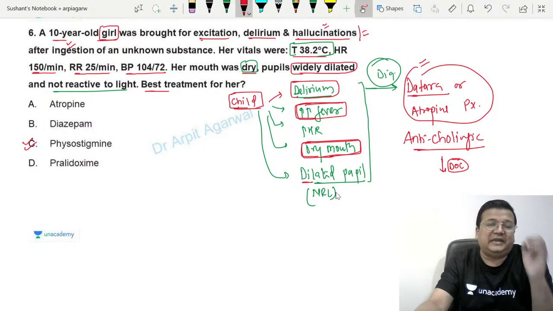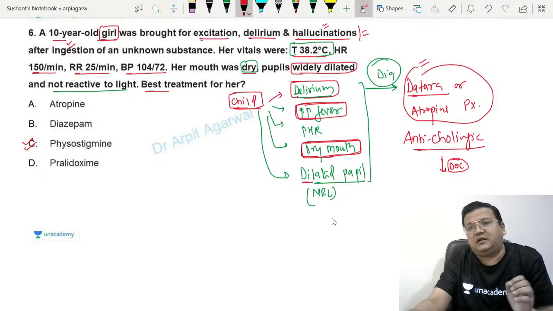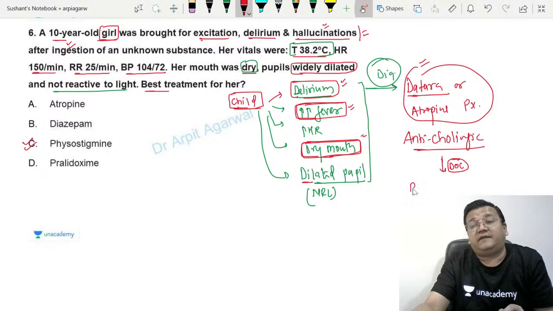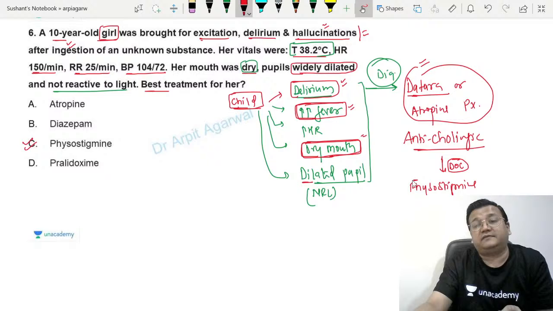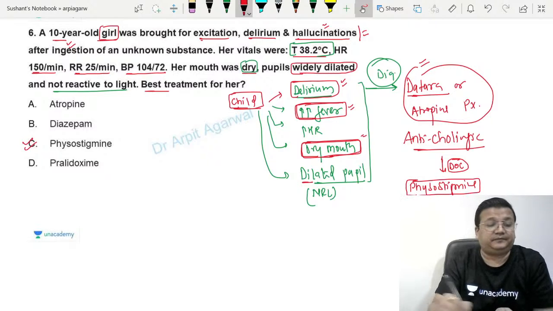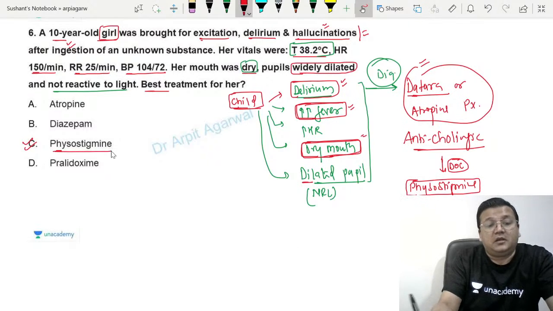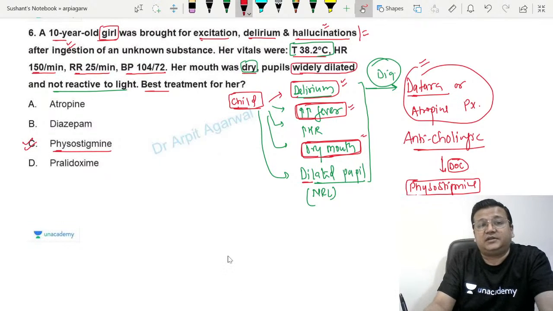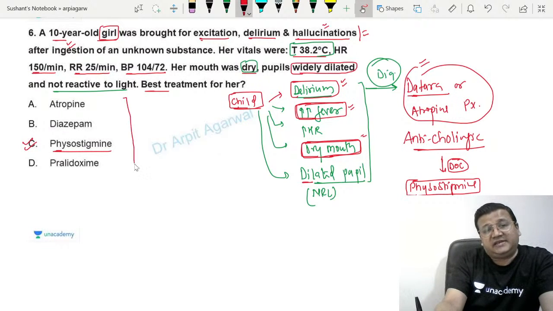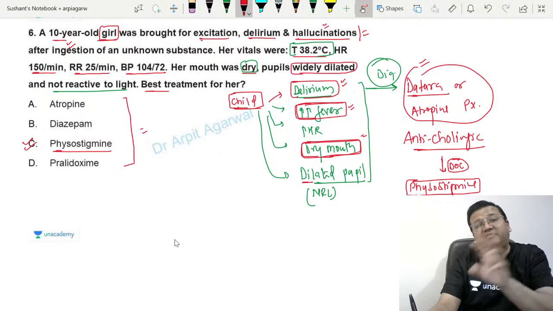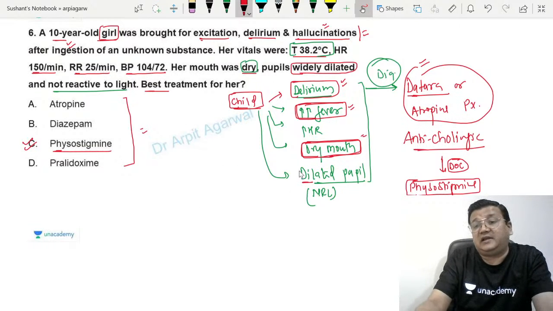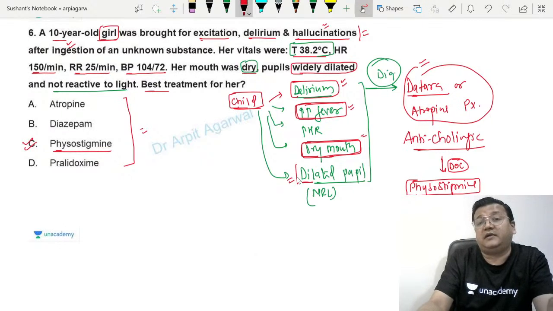So in clinical questions, we are trying to remember the key features. We have physostigmine, a cholinergic drug, as the answer. In this question, what we have understood is that in ANS, same kind of options can be given in another poisoning, that is organophosphorus poisoning. There you will have meiotic pupil. Here you have dilated pupil.